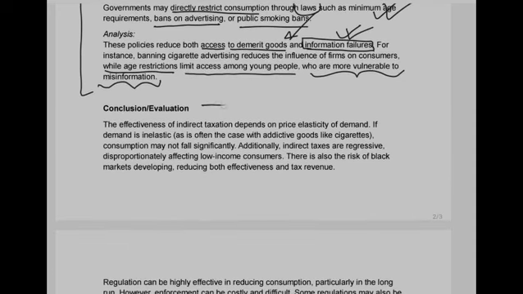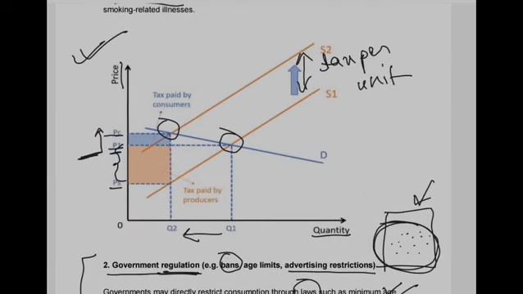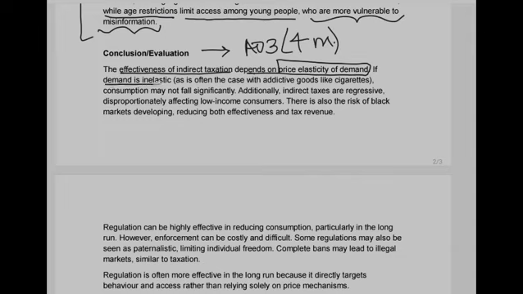Now we come on to the evaluation, which is the AO3 component, and it is very important because it carries 4 marks in your exam. Now you have to talk about here which policy is more effective, or both the policies' effectiveness separately. The effectiveness of indirect taxation depends on price elasticity of demand. Why? Because if we look at this diagram, the burden of taxation will be impacted through it. So if the demand is inelastic, that means the good is addictive, then the consumption may not fall significantly and the effectiveness goes down.